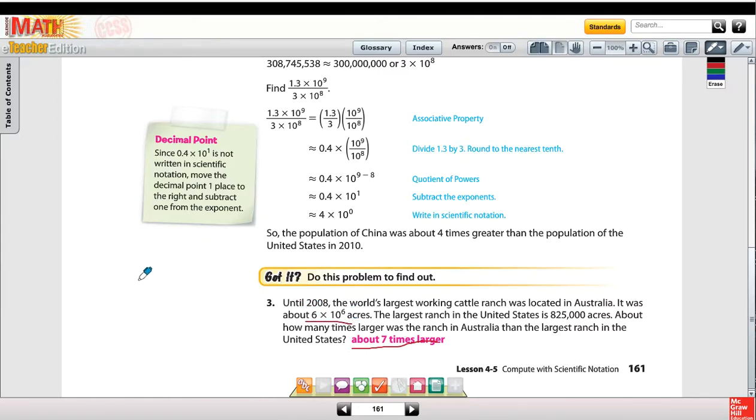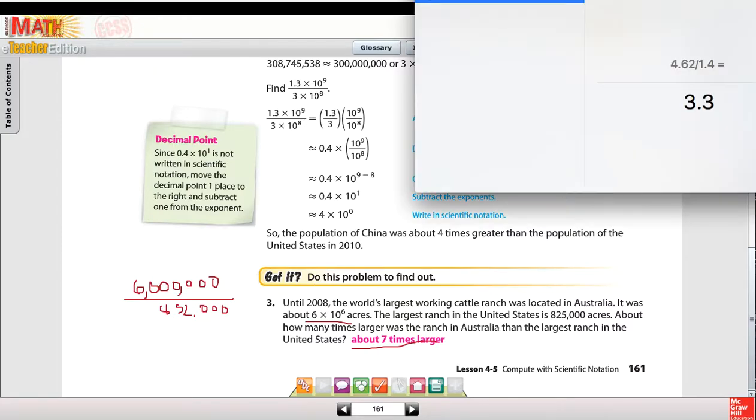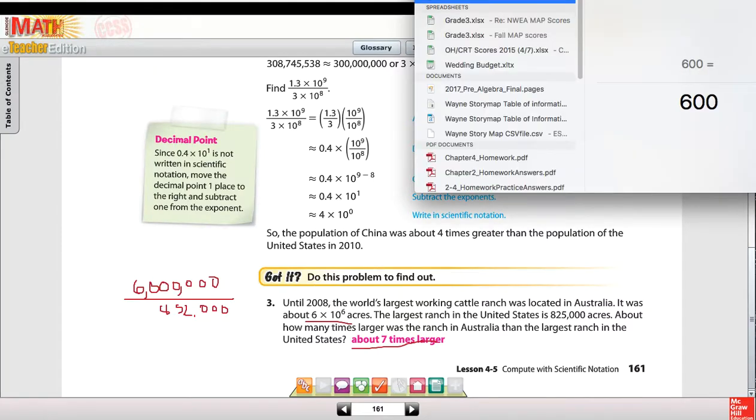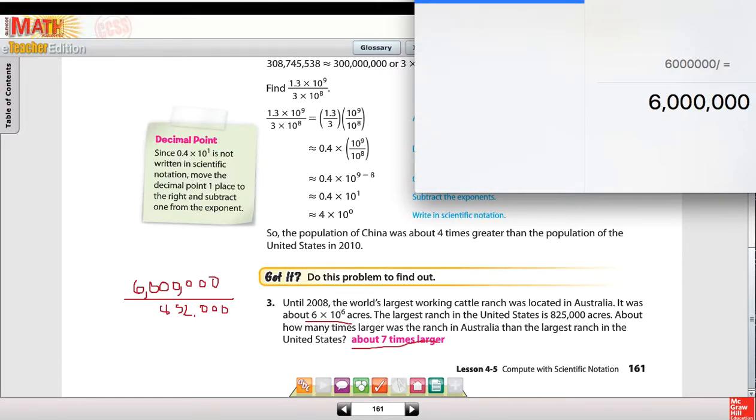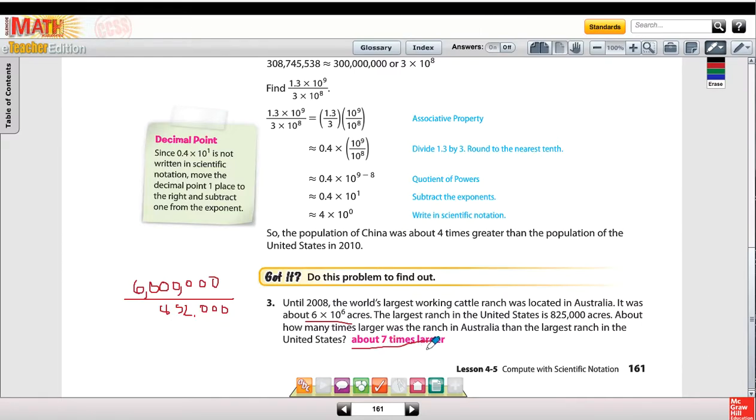If you're given a number in scientific notation, you can always write that out as standard form. So we have 6 times 10 to the 6, so it looks something like this, 6 million, okay? And we're going to compare that to 825,000, okay? So I can write both of those out in standard form and then do my division to figure out the answer. So 6 million divided by 825,000 is 7.27 repeating. So that's where you get the about 7 times larger.